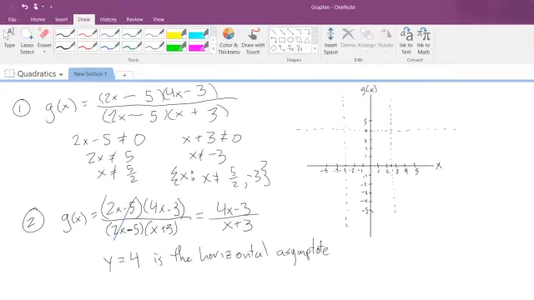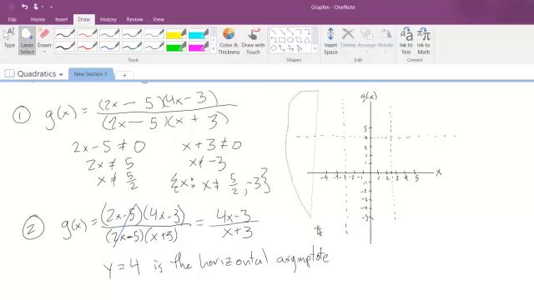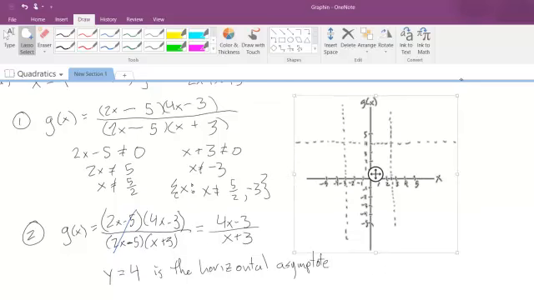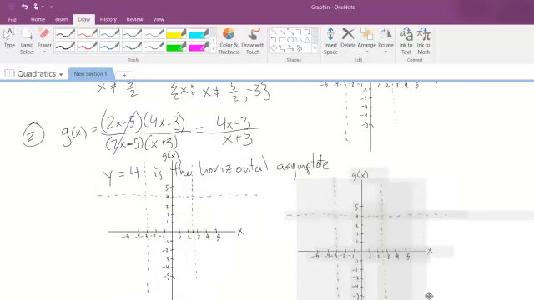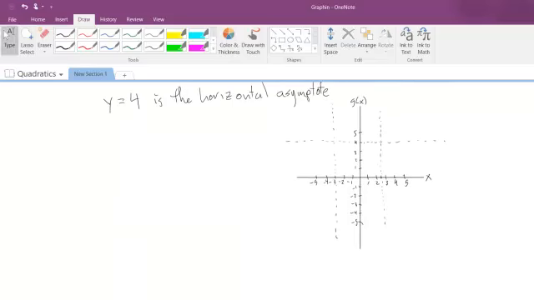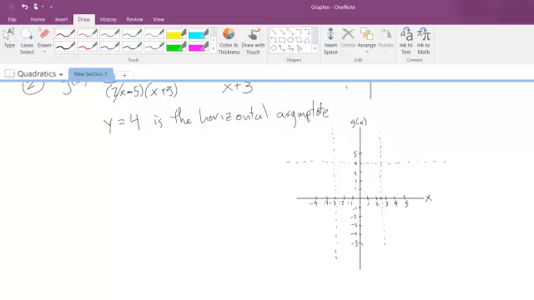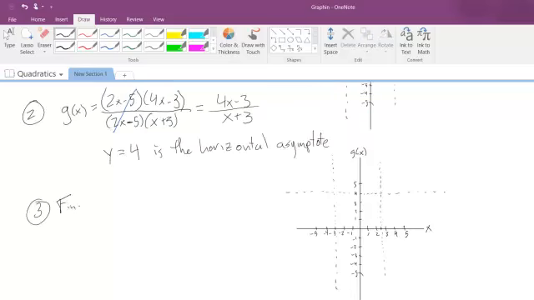I'm gonna see if I can copy that and bring it down. So I want to bring that graph down where we can see it here. Okay, y equals 4 is the horizontal asymptote. We got that out of step 2. Step 3 is to plot the intercepts. I'm going to write this one out. Maybe I should have been writing it before. Find the intercepts.